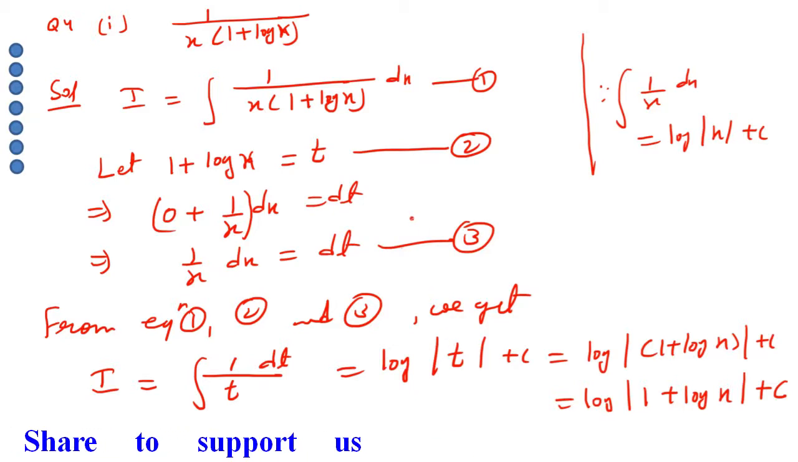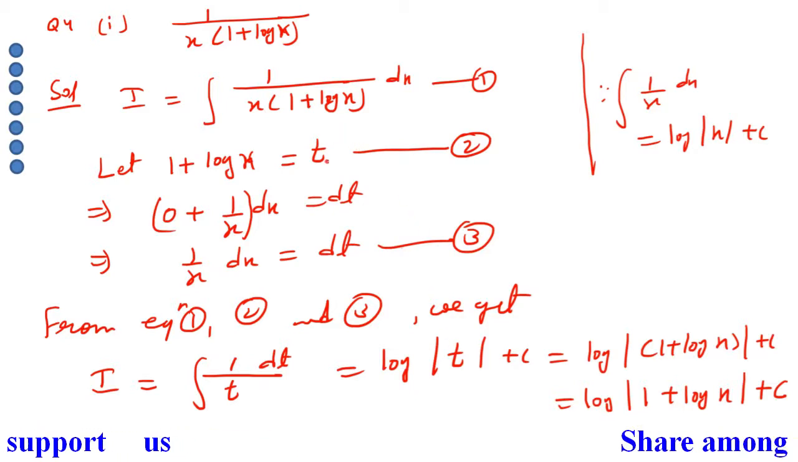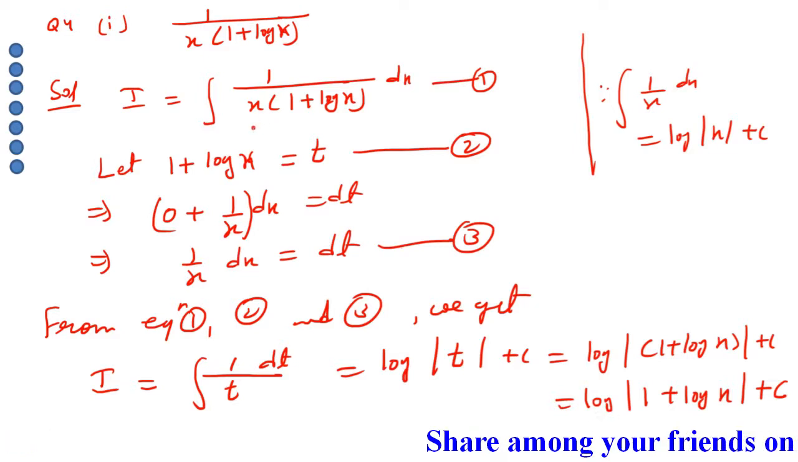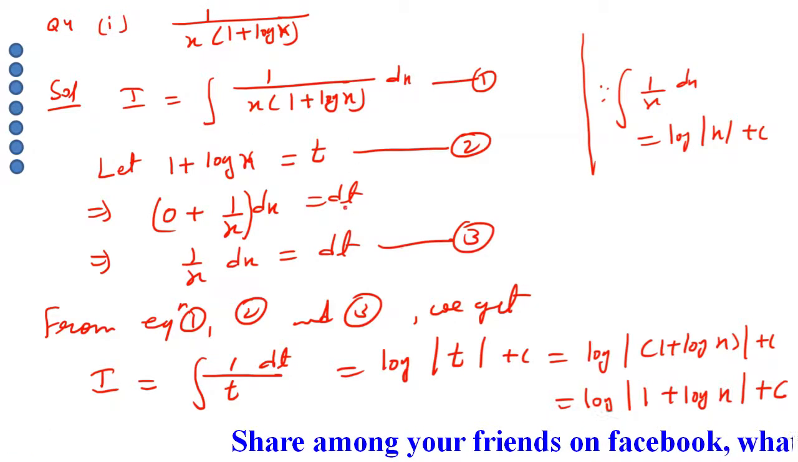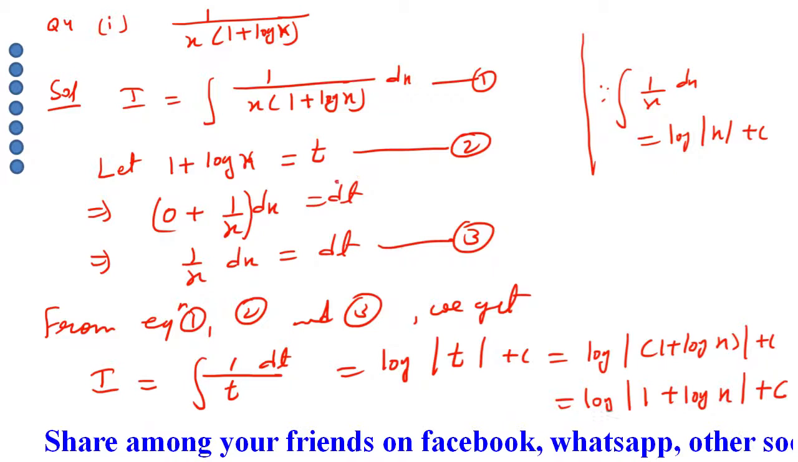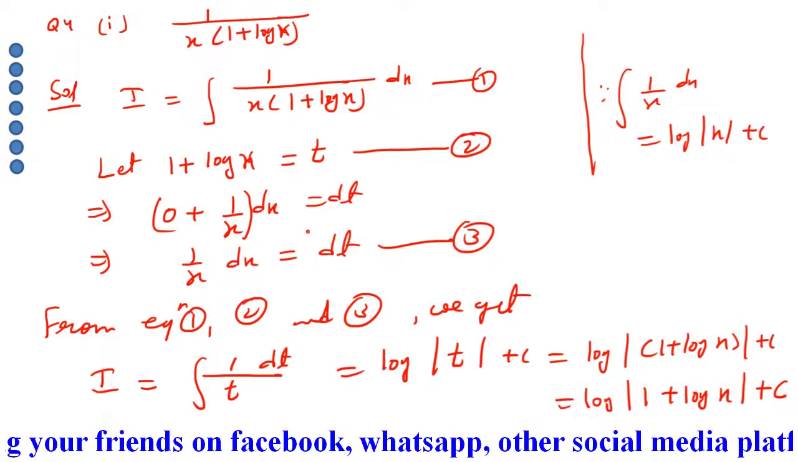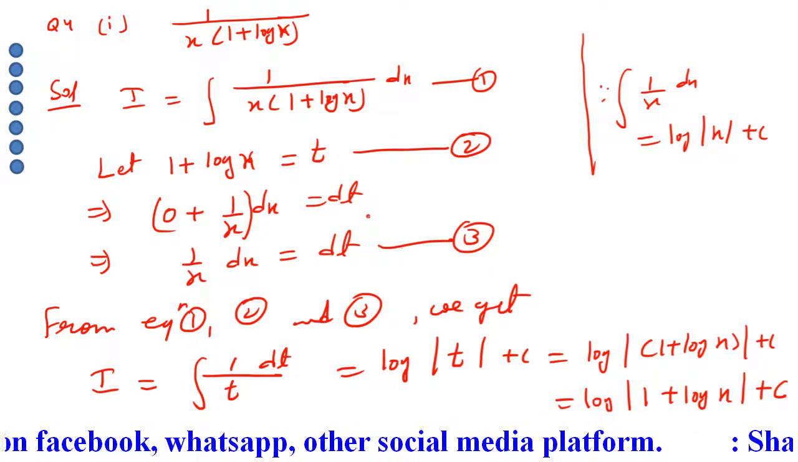So in this question you have to assume any one function as t and other function should automatically come in form of t. So that is your target. By keeping this in your mind you can do the substitution. Now we will move to the second part of question number 4.